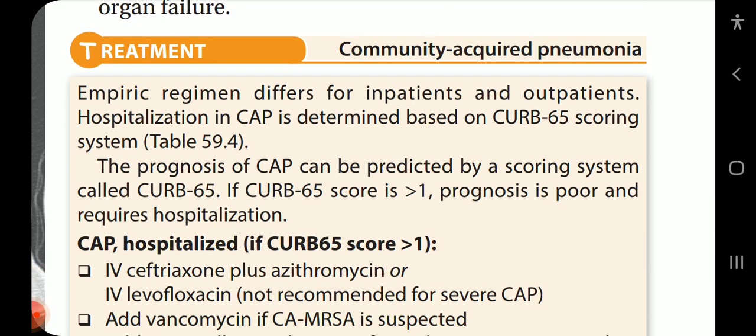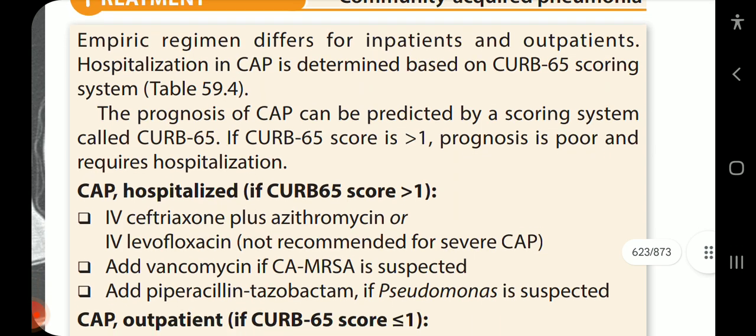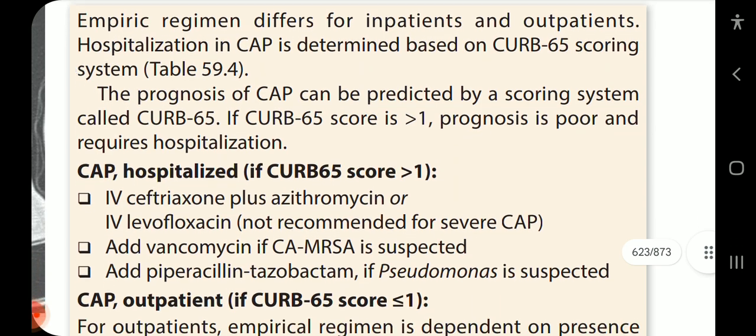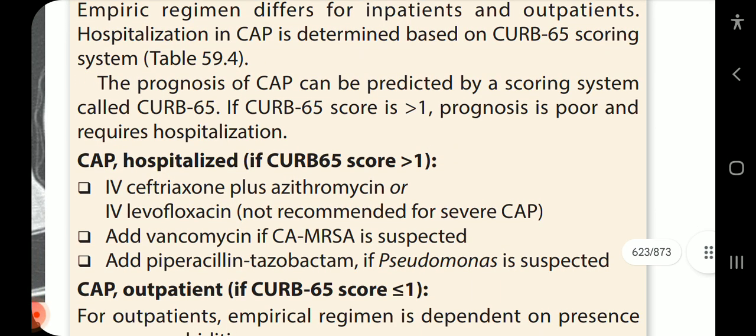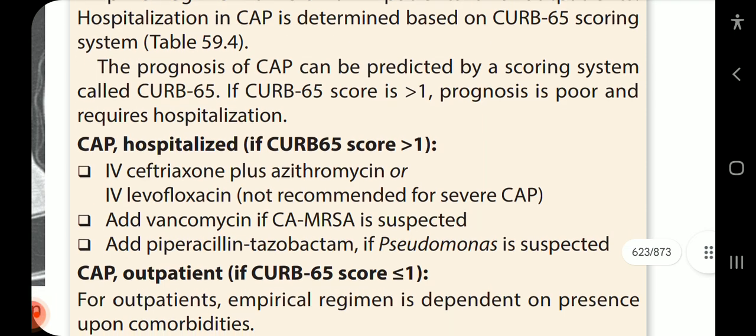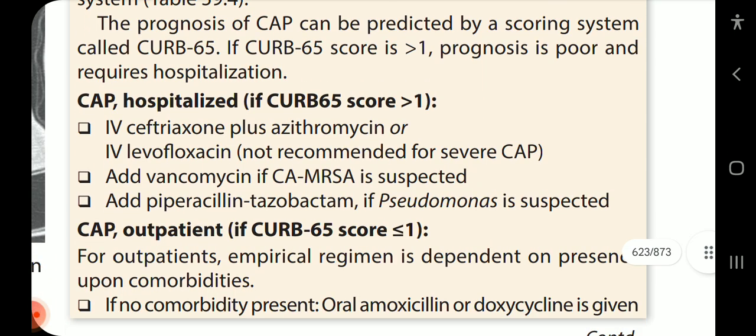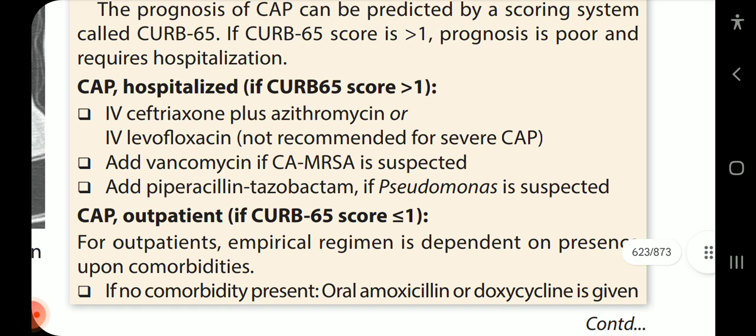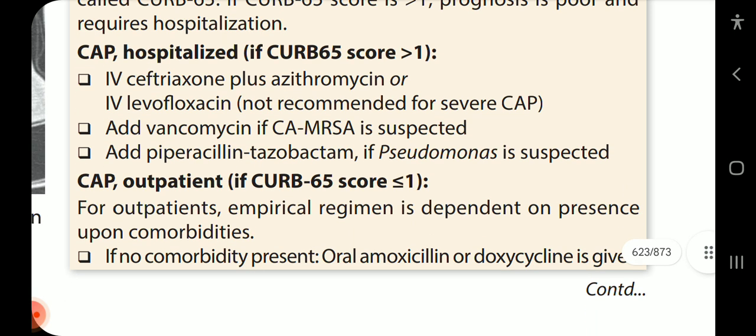Community-acquired pneumonia. The empiric regimen differs for inpatients and outpatients. Hospitalization in CAP is determined based on the CURB 65 scoring system. The prognosis of CAP can be predicted by this scoring system. If the CURB 65 score is more than 1, prognosis is poor and requires hospitalization. CAP is hospitalized if CURB 65 score is more than 1.